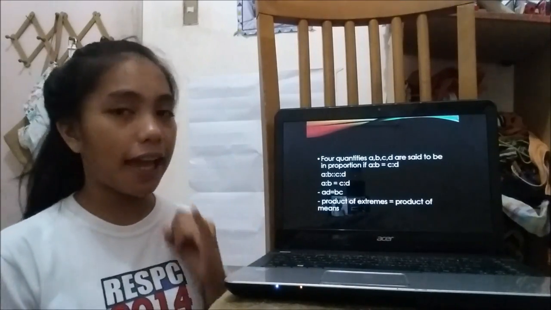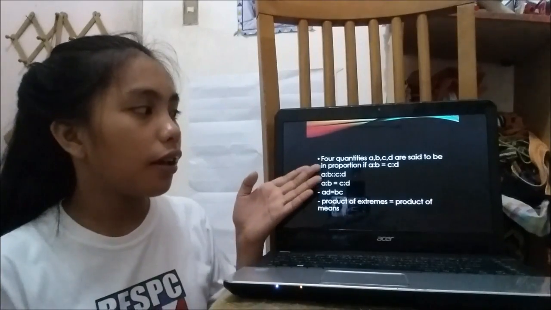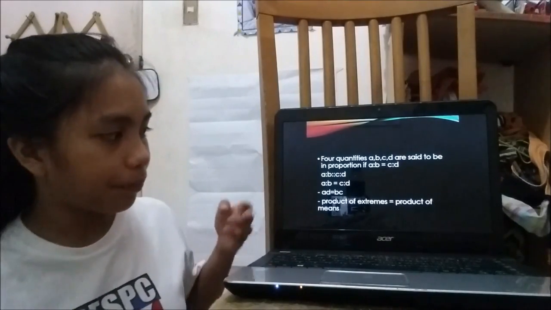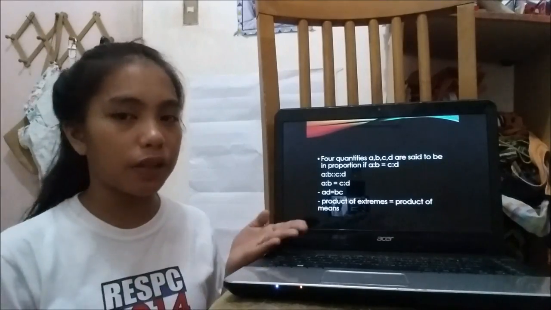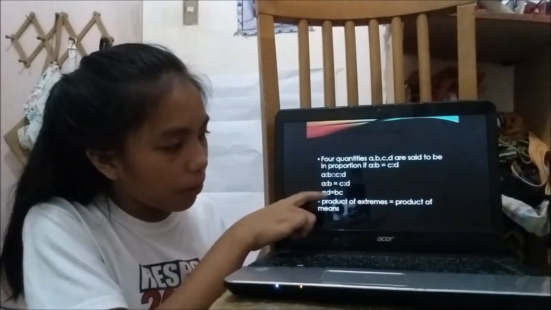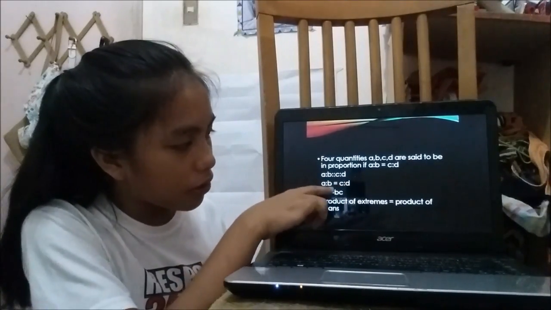Four quantities A, B, C, D are said to be in proportion if A is to B is equal to C is to D. The product of extremes is equal to the product of means. So AD, which is the product of extremes, is equal to the product of means, which is BC.